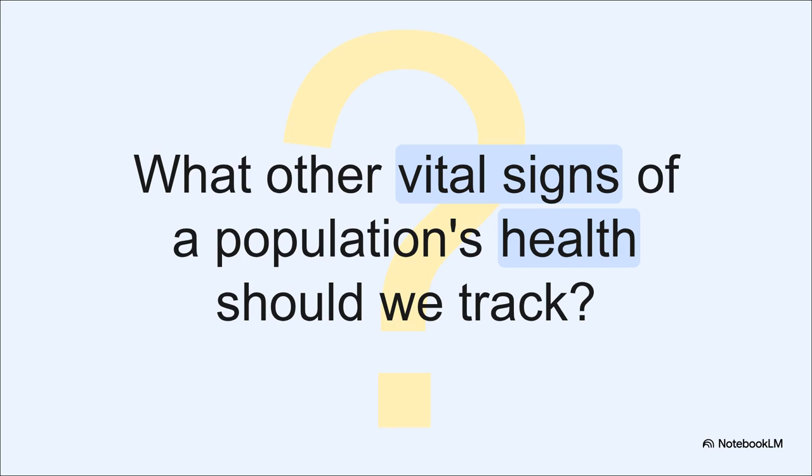So, there you have it. The incidence rate is the speedometer for public health. It measures risk, speed, the flow of new disease. But that leaves us with a pretty interesting question, doesn't it? If incidence is the speedometer, what other gauges do we need on the public health dashboard to get the full picture of a population's health?